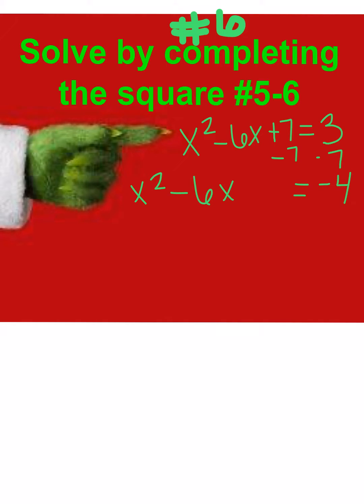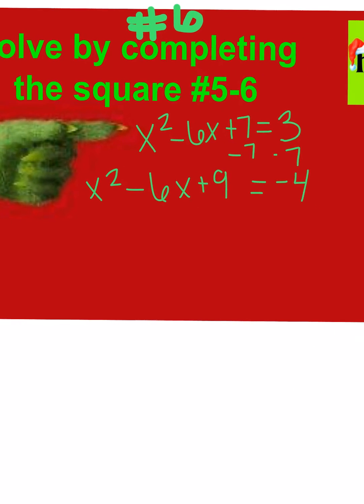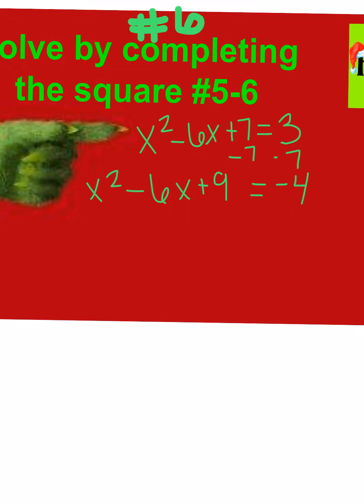All right, so now I need to go to my b term, which is a negative 6. I need to divide it by 2 and then square it. So dividing it by 2 gives me 3, and then 3 squared gives me 9. And then I need to balance it. I also need to add 9 to both sides, so I also need to add 9 over here.